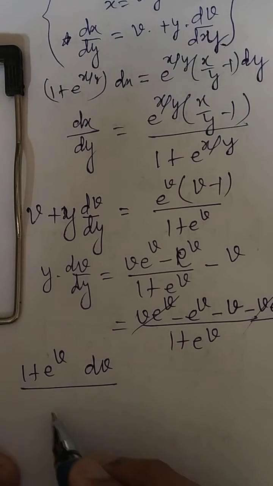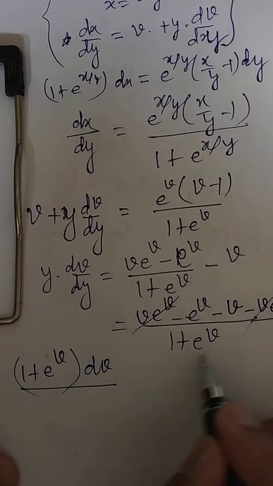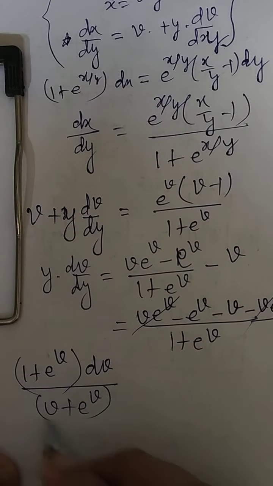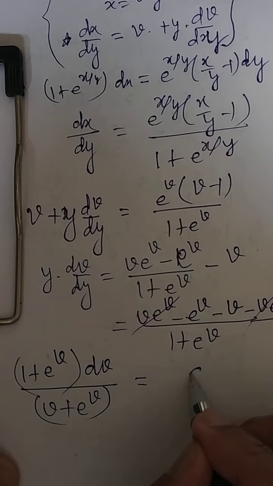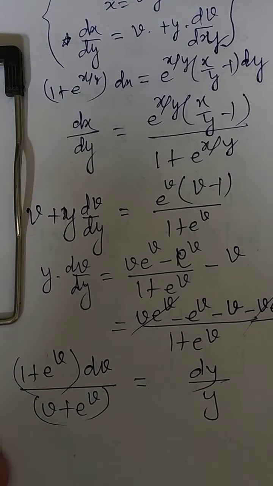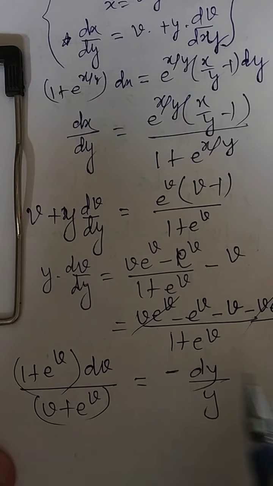So it can be written as this: 1 plus e raised to power v will be shifted over here, and v plus e raised to power v. Then on the right side it will be dy upon y. This dy upon y can be shifted. Do you know the minus sign? I told you all the times you can.